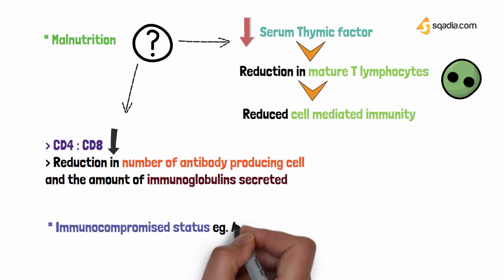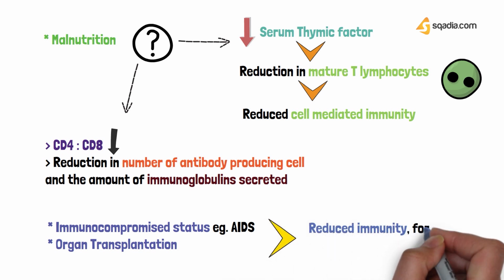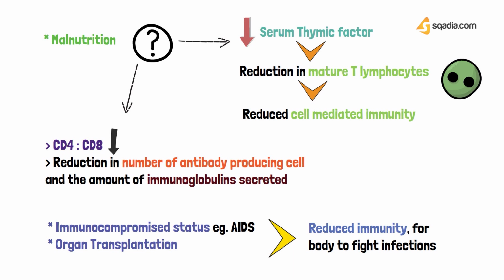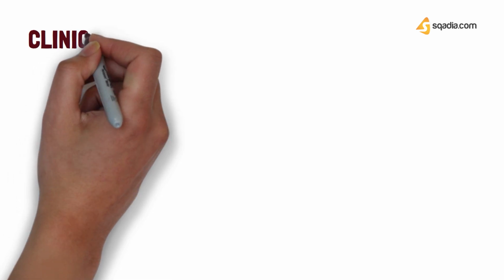Immunocompromised state, for example in AIDS or HIV, and organ transplantation. In both these cases, there is reduced immunity for the body to fight off any infection, even if it's a simple infection. Now, let's look at some of the clinical features.